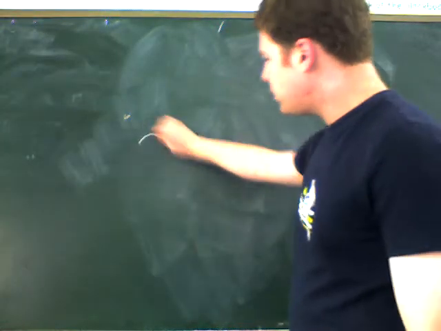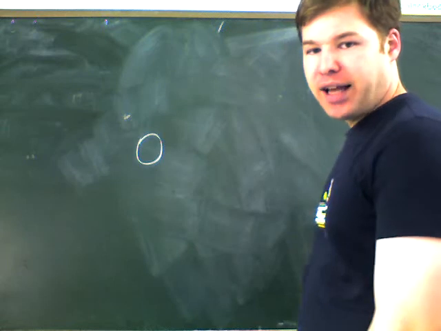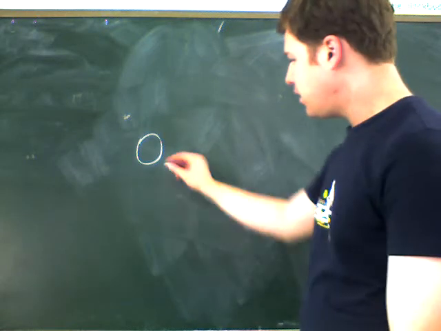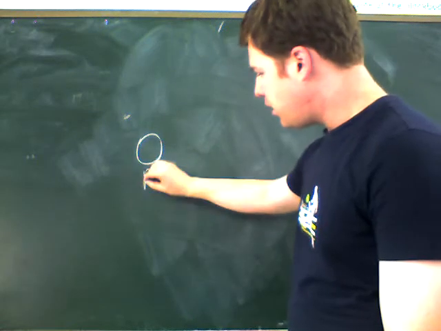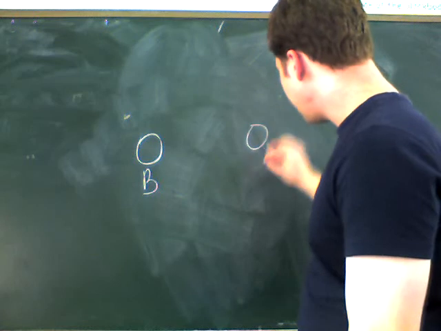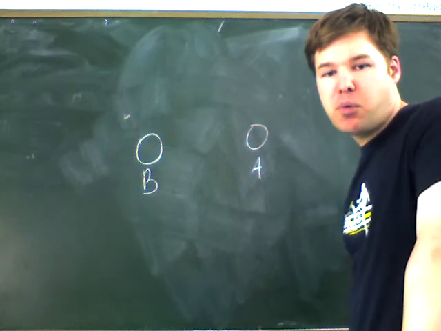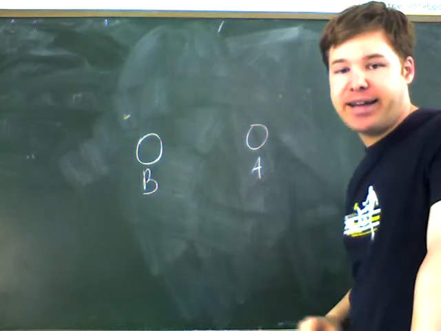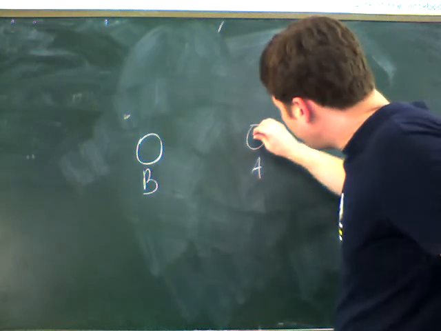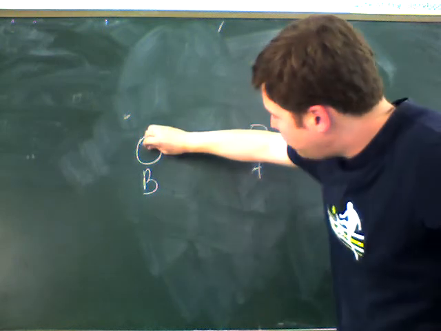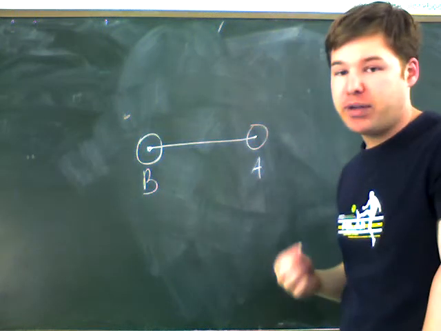Okay, let's say this is planet B. This is planet A. Our Stargate or wormhole device is at planet A. We want to get from planet A to planet B, obviously.